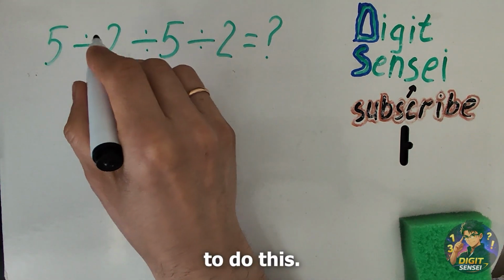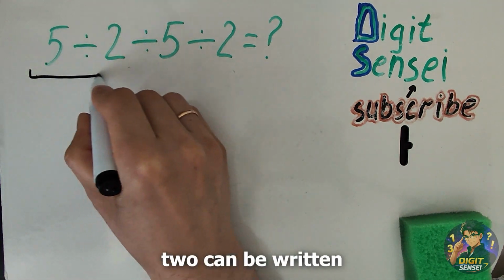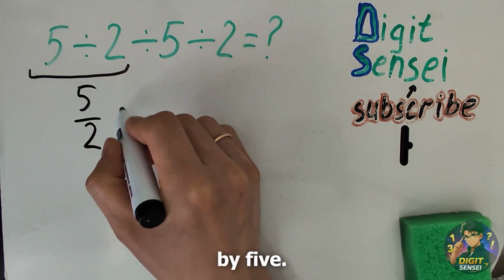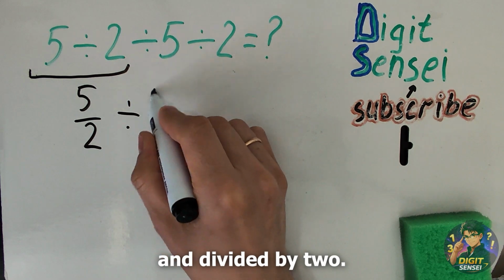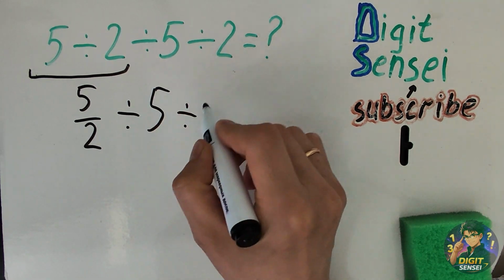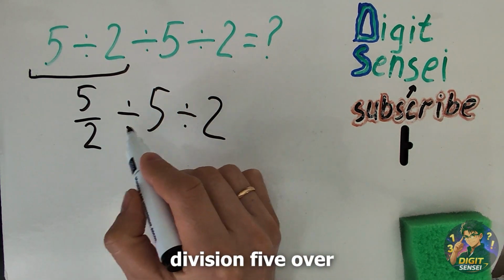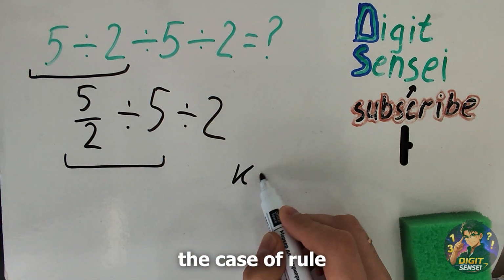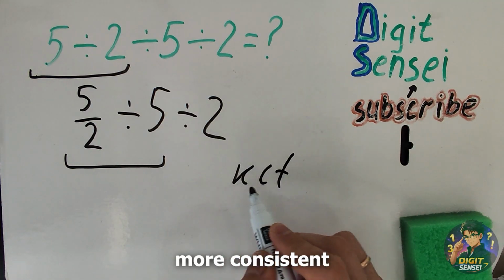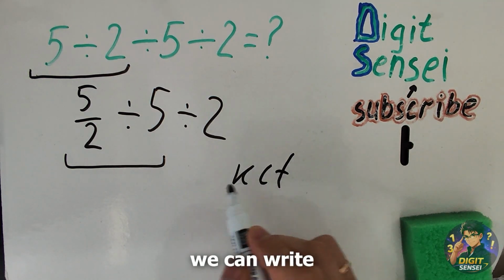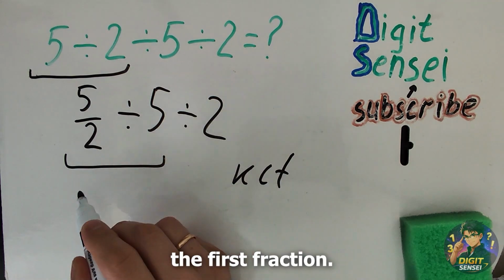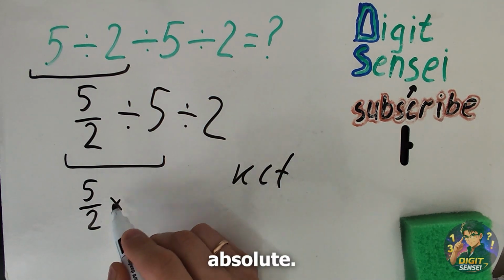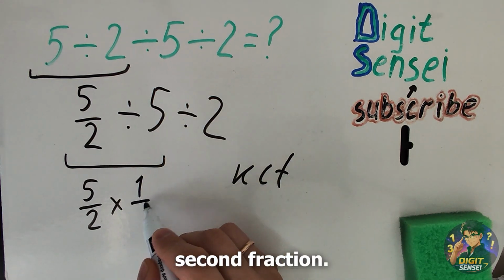So first we have to do this division. 5 divided by 2 can be written as 5 over 2. Then divided by 5 and divided by 2. Now we have to do this division. 5 over 2 divided by 5. According to the KCF rule, K stands for keep, C stands for change, and F stands for flip. We can write keep the first fraction, change division to multiplication, and flip the second fraction.